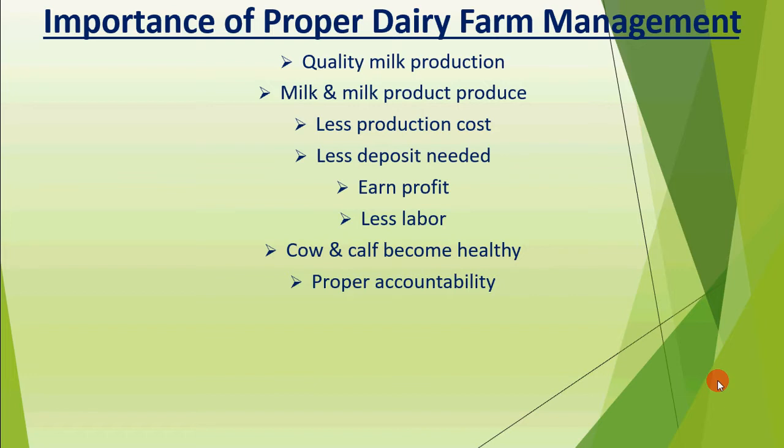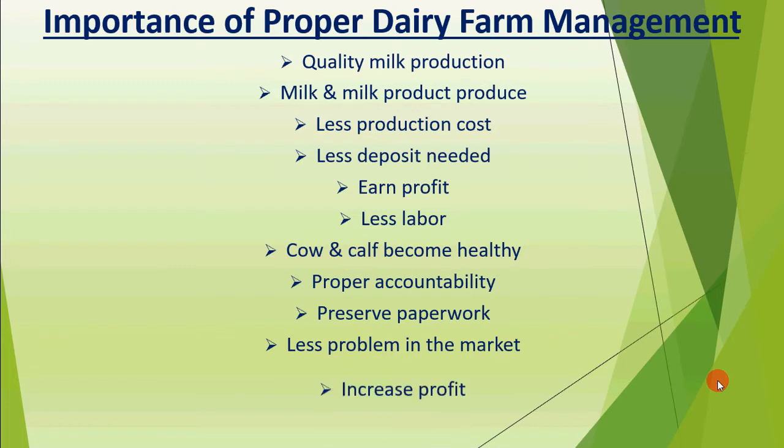Proper accountability. You have to take the proper account, the loss and profit, expenditure, fixed cost, then variable cost, everything. And you have to preserve this paperwork to calculate the profit and loss.